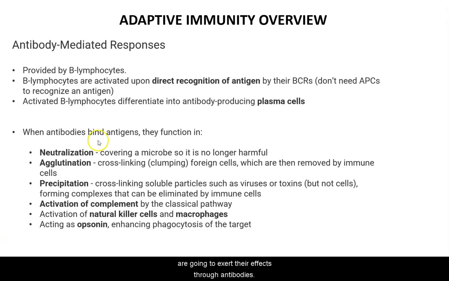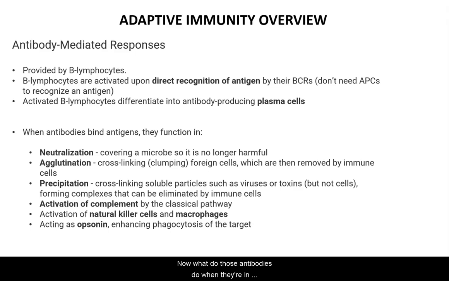B cells, on the other hand, are going to exert their effects through antibodies, okay? So B cells can be activated upon direct recognition of an antigen by their B cell receptors. In other words, they don't need another cell to grab that antigen and present it to them. They can find that antigen, they can see that antigen themselves. Once they are activated, B cells are going to differentiate into antibody-producing cells called plasma cells. And these plasma cells secrete millions of antibodies into the bloodstream.